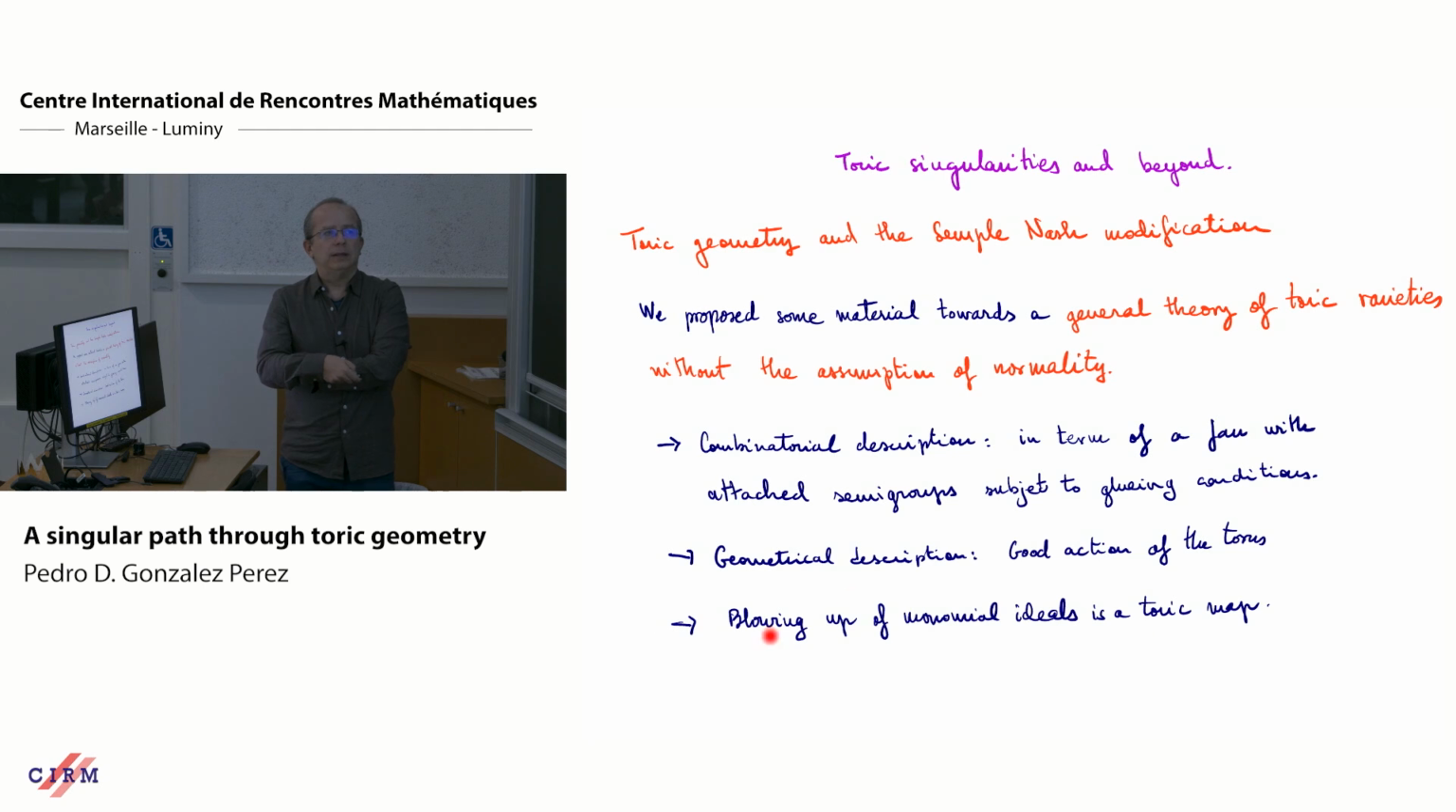And the motivation was that if we have a monomial ideal in a toric variety, in an affine toric variety for instance, even if the variety is normal, when we do the blowing up of the monomial ideal, we don't get a normal toric variety. So we did this in order to give a combinatorial interpretation of the blowing up of a monomial ideal as a toric map in this generalized category.